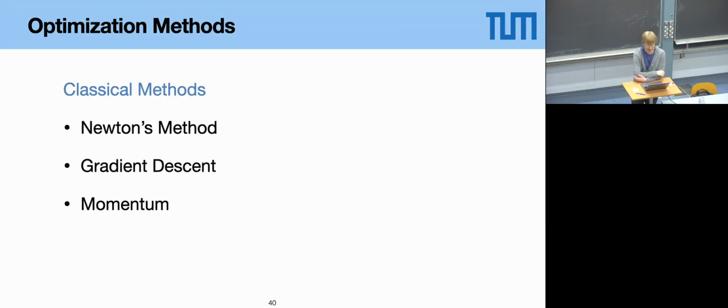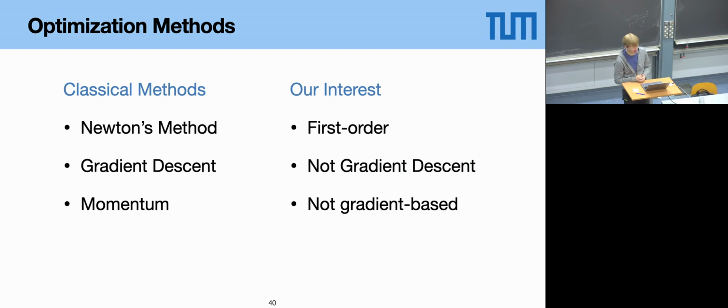What do I mean by non-gradient? The classical methods for optimization are like Newton's method, gradient descent, momentum. And I mean something completely different here. We are interested in something that is first order, because as you might know from other deep learning courses, zeroth and second order optimizers have scaling issues for large models.